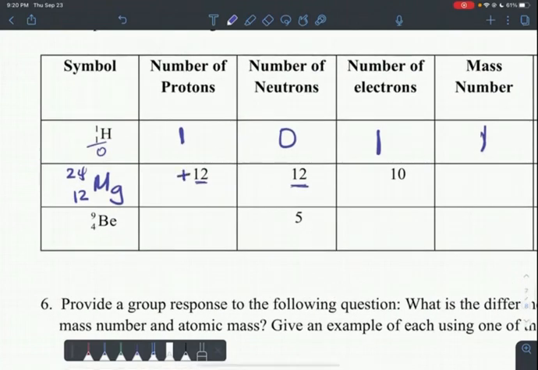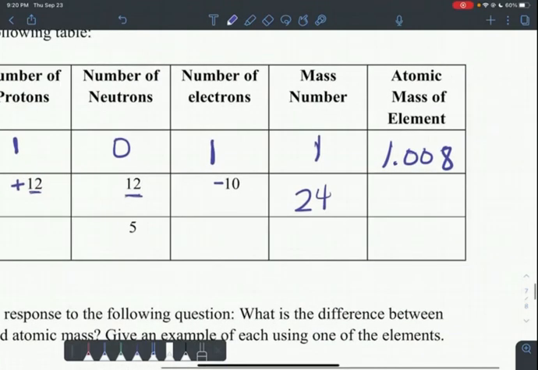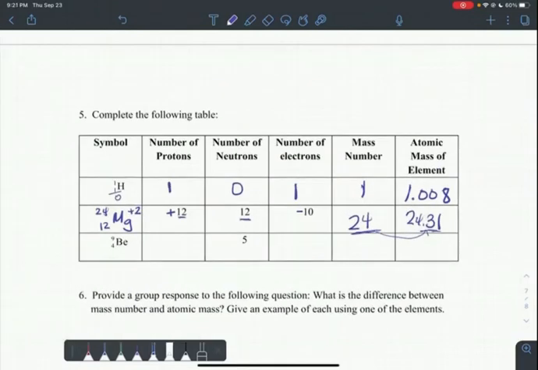But I only have 10 electrons. So I have 12 positive charges, 10 negative charges. So then what's my difference? My difference is a +2. So last thing is, what's my mass number? My mass number is protons plus neutrons, 24. I look at my atomic mass, it's 24.31. So it's not perfectly 24, it's 24.31 because we have some other isotopes that have greater masses, right?